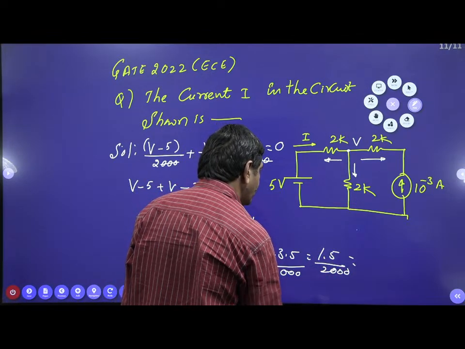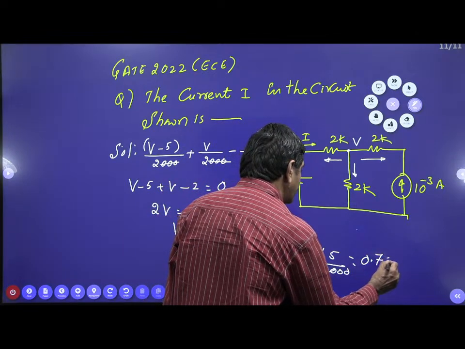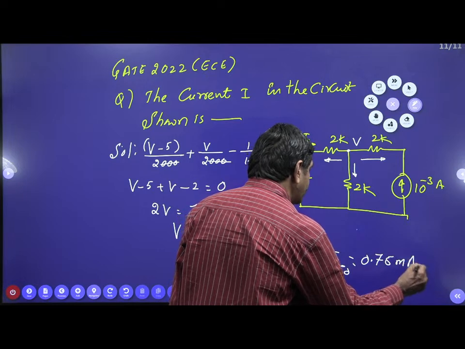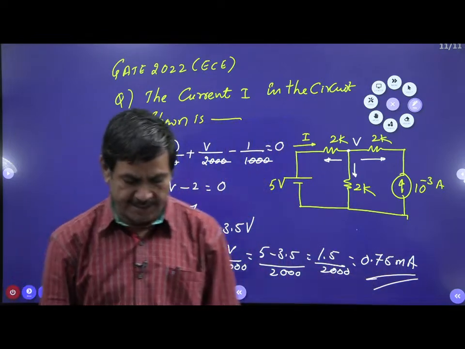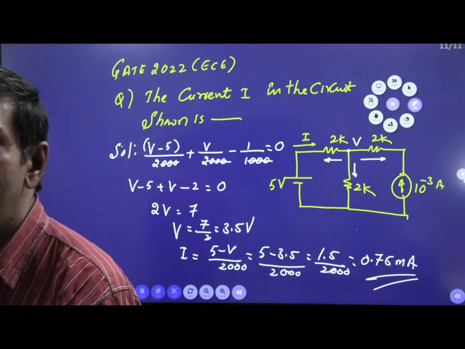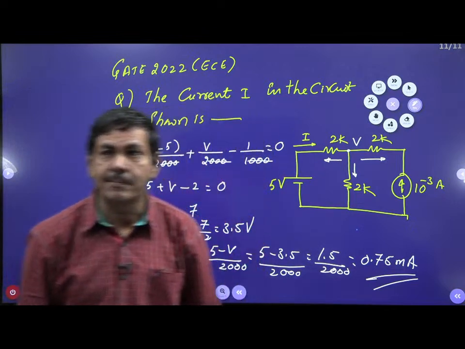2K, no problem. But what is the answer here now? 0.75 milliamperes. 0.75 milliamperes of current is passing this side. That is the solution for this question. It's asked in the GATE 2022 ECE paper.